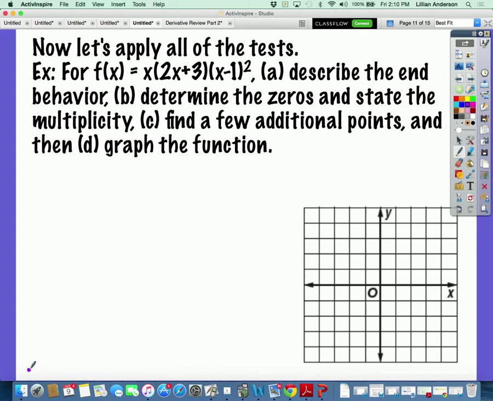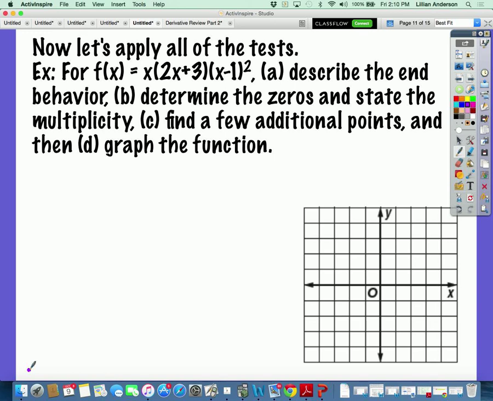So we're going to describe our end behavior, determine the zeros, state the multiplicity, find a few additional points so we get a really, really good graph, and then actually graph the function. Okay? And all of this, yes, is going to be without your calculator. So here we go. Determine the end behavior. What's my degree here? Four. It's going to be 4.